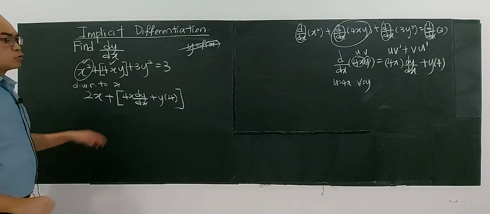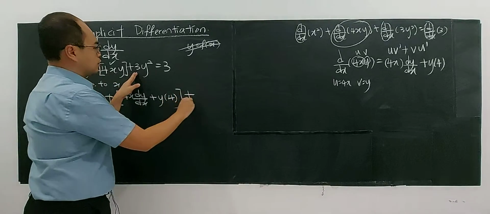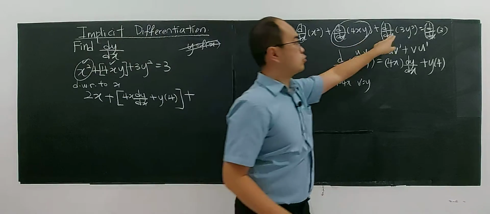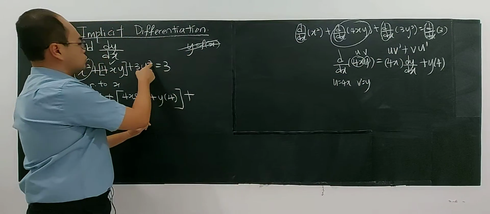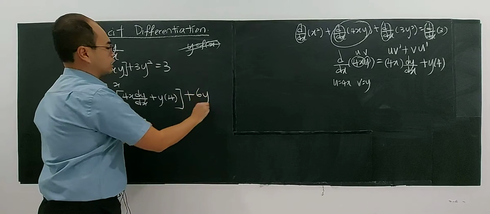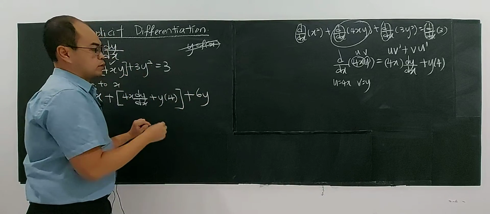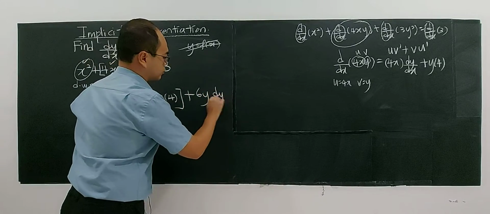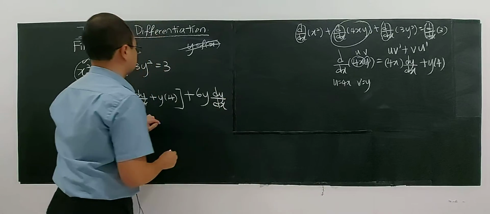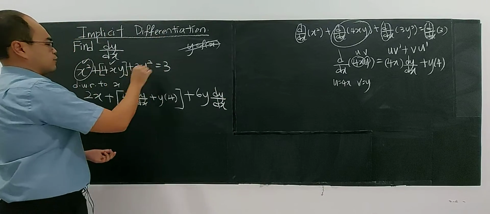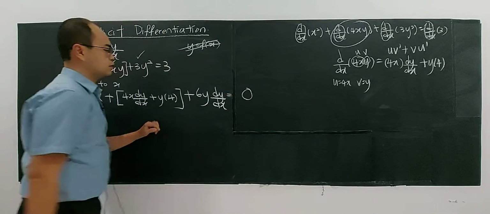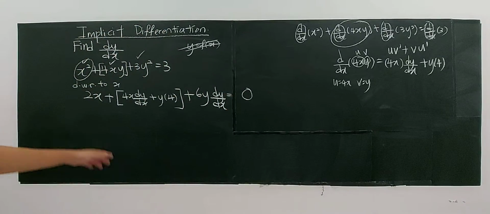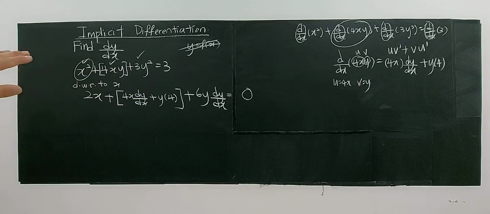Done. Now go for differentiating 3y squared with respect to x. As usual, 2 times 3 is 6y, 2 minus 1 is 1, and then you write dy dx. That's all for the left hand side. Differentiating 3, a constant, you get 0. So I have already done my implicit differentiation.